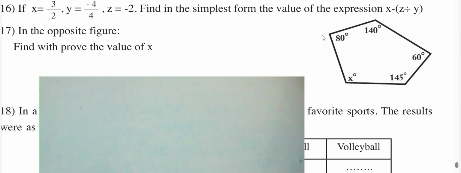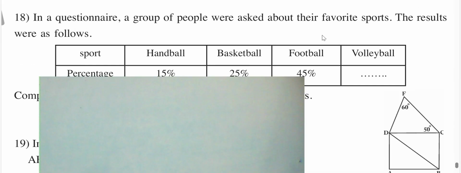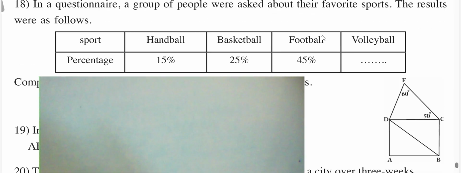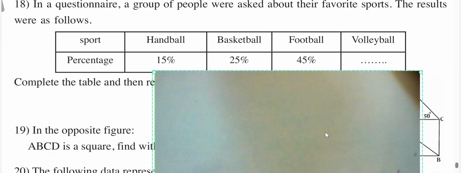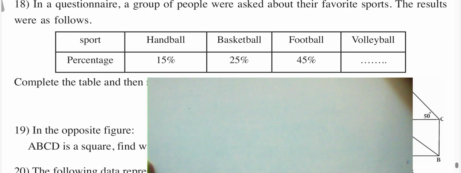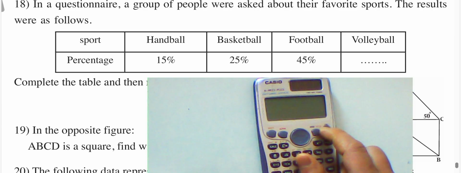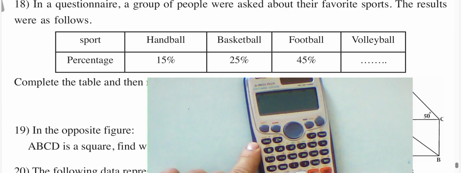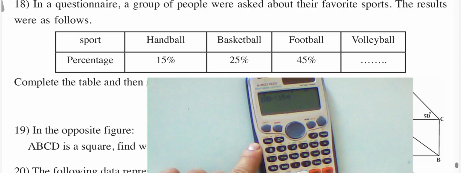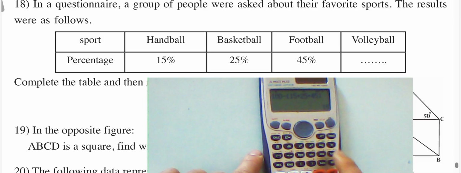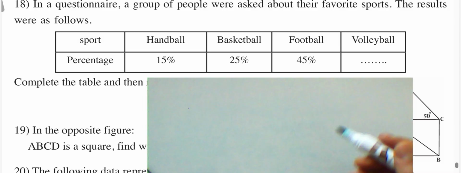Next question. In the questions group, the results were the following. We can find the missing percentage by subtracting from 100%: 100 minus the sum of all numbers, 15 plus 25 plus 45, and then find the difference. The result will be 15% here.